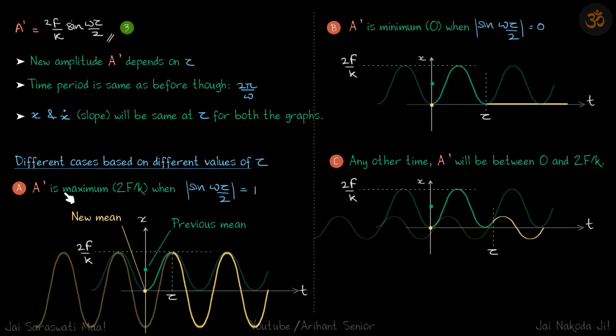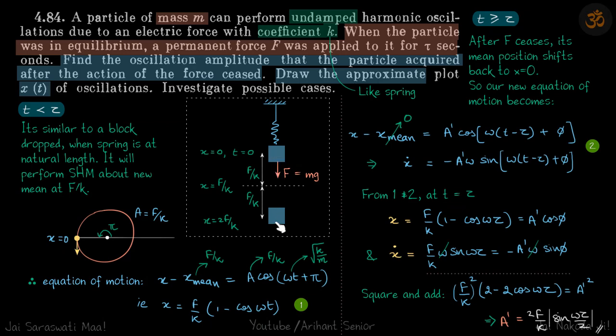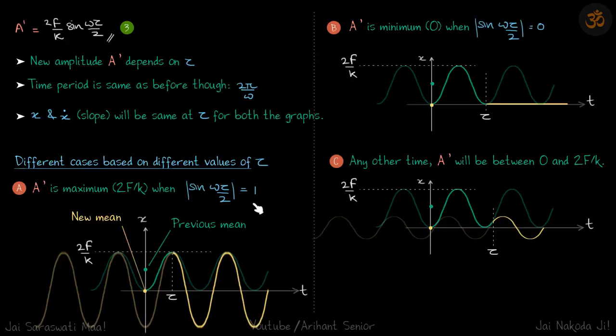So now I think it's easy to plot what's happening. Let's take different values of tau. First, let's take when sine(omega tau by 2) is 1, which gives our maximum amplitude. You can see that will occur when the force stops acting here, when it has reached its maximum position. So in this case, when the particle has reached its maximum position, that is 2F by k, and the force stops, then the amplitude of the new SHM will be maximum, and that amplitude will be 2F by k.